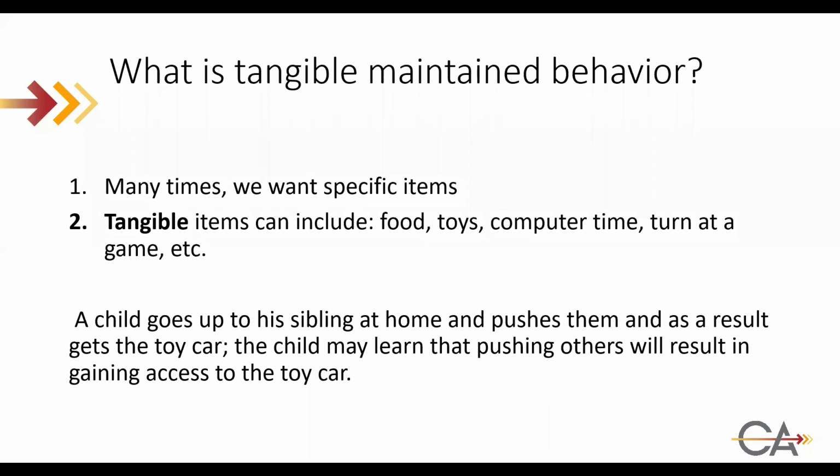And so we'll give a quick example of, let's say, a child who goes up to his sibling at home and pushes them, and as a result gets the toy car. So the child may learn that pushing others will result in gaining access to a toy car. That's a very common and age-appropriate example for children, to use their behavior to get what they want. Behaviors, as we know, are just ways to communicate. A lot of times that behavior is a way that the individual is communicating their wants and needs. And in this case, that child wanted that toy car.